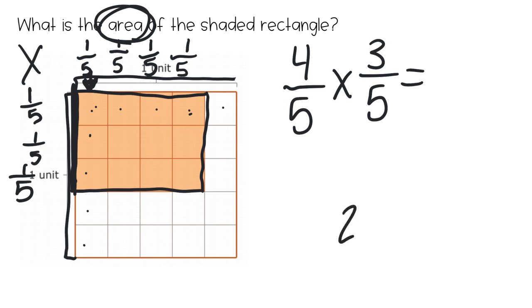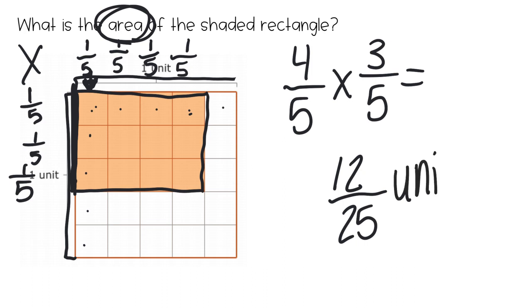5 times 5 is 25. 4 times 3 is 12. Let's think. Are there any numbers that divide both 12 and 25? Let's think of our factors of 12. 1 and 12. 2 and 6. 3 and 4. Nope. That's my simplest form. 12/25 units squared.